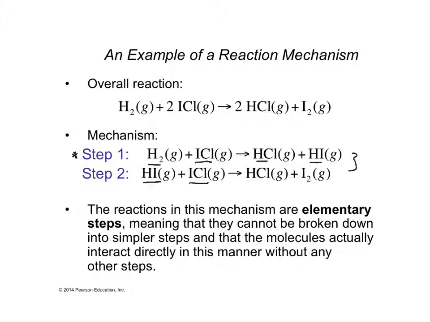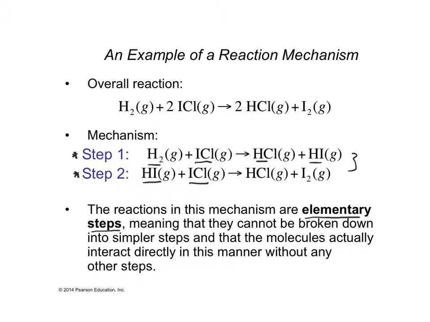What we've proposed here, these 2 separate steps, are called elementary steps, and we call them that because we're trying to show what is happening at the molecular level. H2 is finding an ICl, they're colliding, leading to the products. HI is finding an ICl, they're colliding and leading to products.